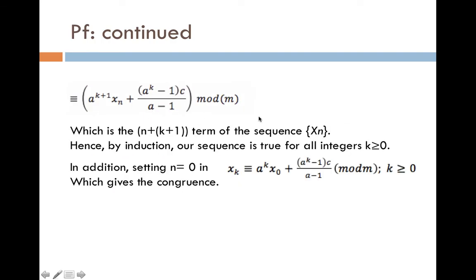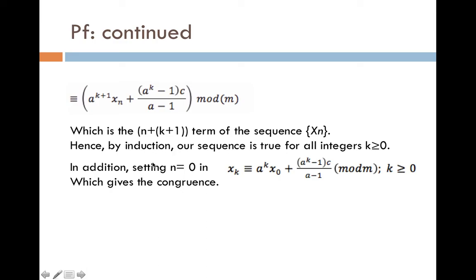This is just our conclusion from before, the n plus k term. It's the final statement we have, which is the n plus k plus 1 term of the sequence x sub n. Hence, by induction, our sequence is true for all integers k greater than 0.